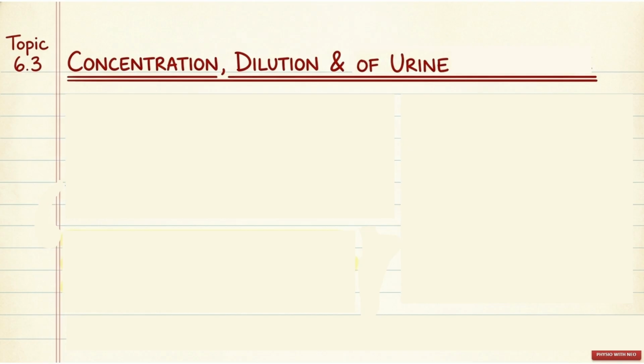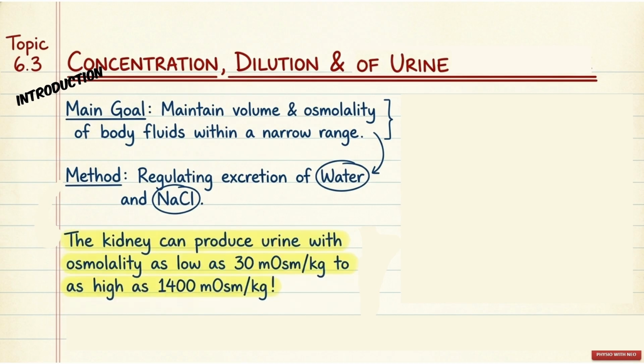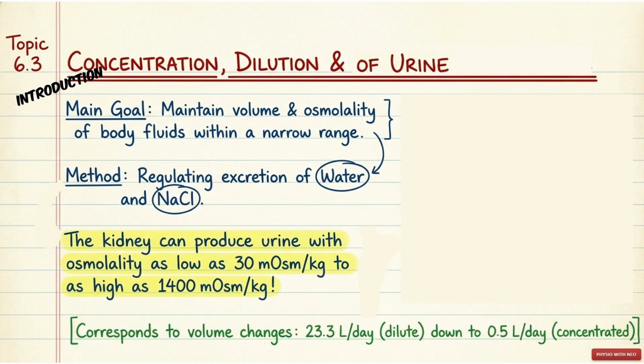Concentration and dilution of urine. Let's start with the introduction. The main goal of the kidney is to maintain volume and osmolality of body fluids within a normal range, and this is done by regulating excretion of two things, water and sodium chloride. So the kidney can produce urine with osmolality as low as 30 milliosmol to as high as 1400 milliosmol per kg. So accordingly, the volume also changes.